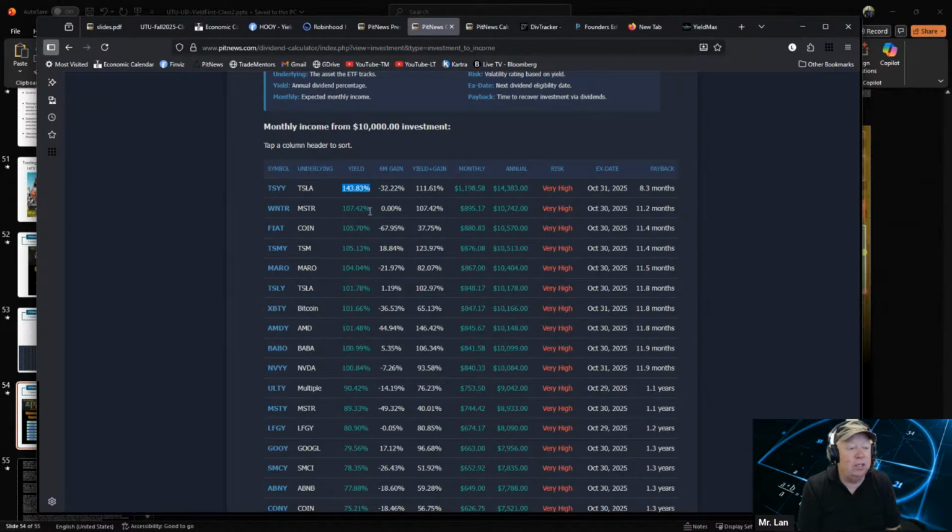Now, is it not going to return? We've got to take the gain into consideration as well. The 6-month gain, I think it's actually calculating this for the last 6 months, not the last year. So we've got a negative 32%. It's dropping in value, right? So the gains are going down over the last 6 months. If you subtract the gains from the yield, you get 111% return. Everybody looks at these funds and they're like, oh, I don't want to buy this fund. It's gone down 32%.